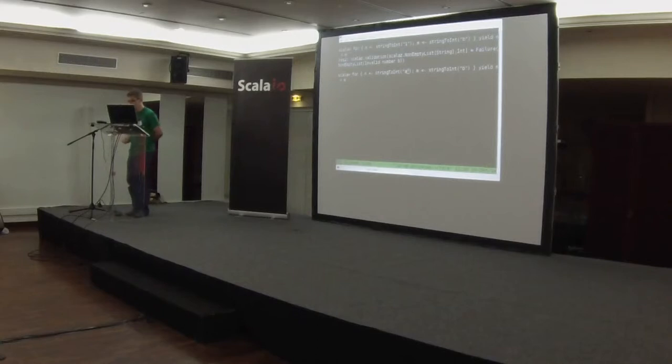So I have two invalid numbers. And if I execute that, I get the failure for A, but the failure for B completely disappeared. So that's not really nice, is it? What we usually want when using validation from Scalaz is to accumulate all the errors which appear.